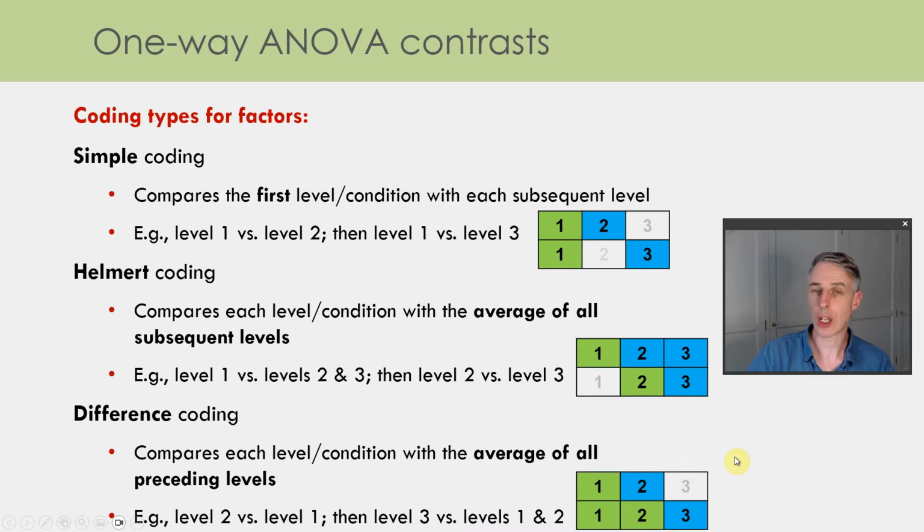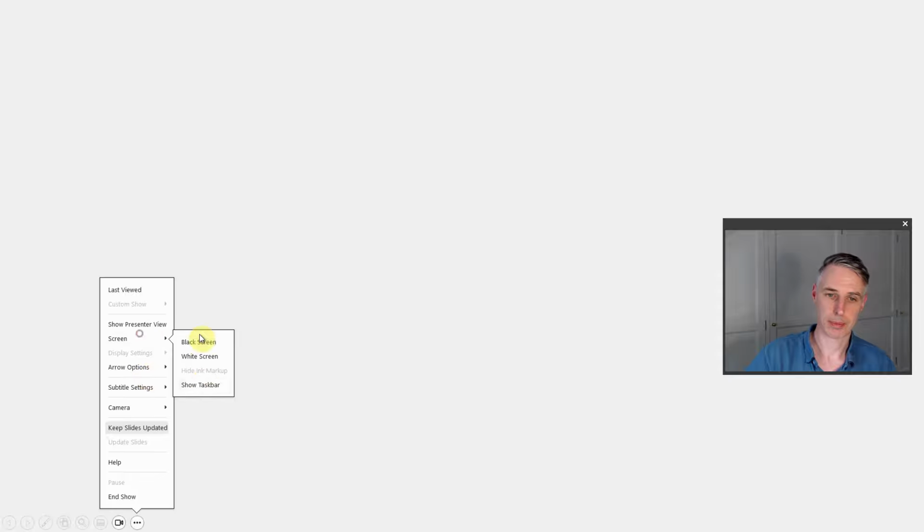Okay, so level 3 versus levels 1 and 2. So these different coding options allow you to test different combinations of pairwise comparisons between conditions. So for example, condition 1 versus condition 2, condition 1 versus condition 3, or 2 versus 3, or combinations of conditions. So for example, 1 versus 2 and 3 combined, or 3 versus 1 and 2 combined. All right. So let's see that in action.